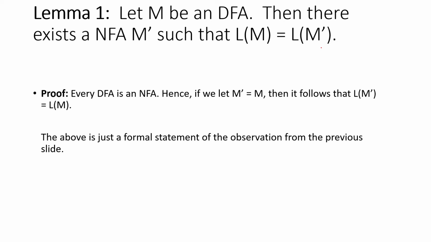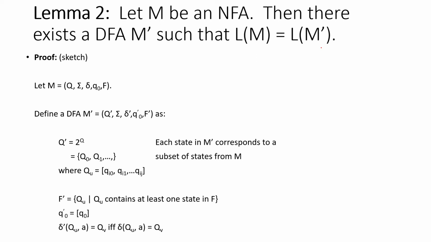Now let's go for lemma 2. Lemma 2 is saying just the opposite situation. It says that let M be an NFA, then there exists a DFA M dash such that L of M equals L of M dash. The same thing, but we are claiming that there must exist a DFA for a particular NFA. So let's try to realize this lemma with proof.